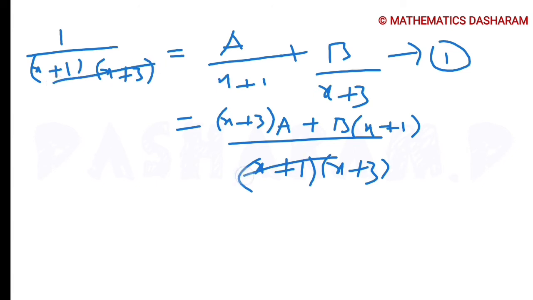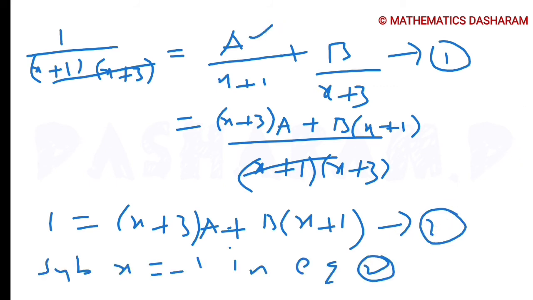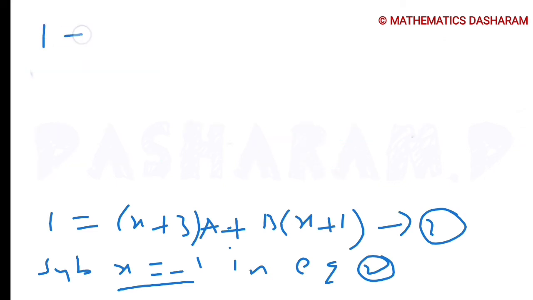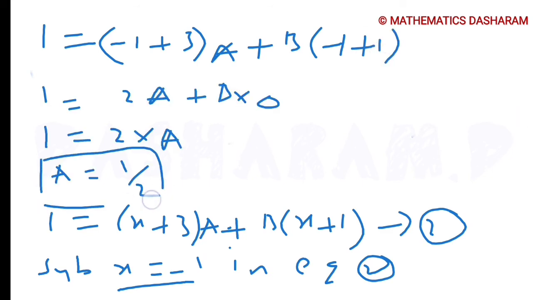Now cancel the denominator. So 1 equals (x + 3) into a plus b into (x + 1), equation 2. Use the substitution method. To get the a value, substitute x equals -1 in equation 2, because its denominator is x + 1, so x + 1 equals 0, then x equals -1. So substitute in equation 2, then you will get the a value. So 1 equals (-1 + 3) into a plus b into (-1 + 1). So then the a value is 1 by 2.